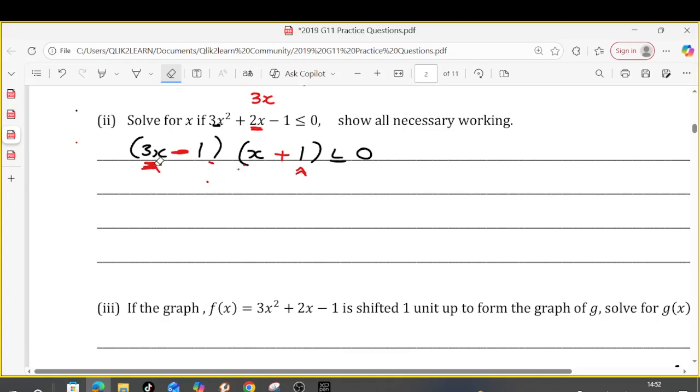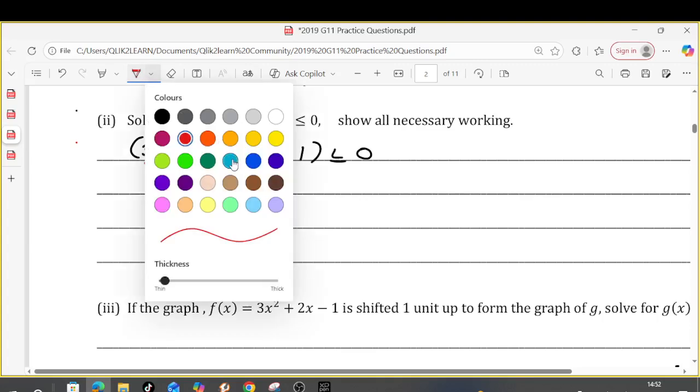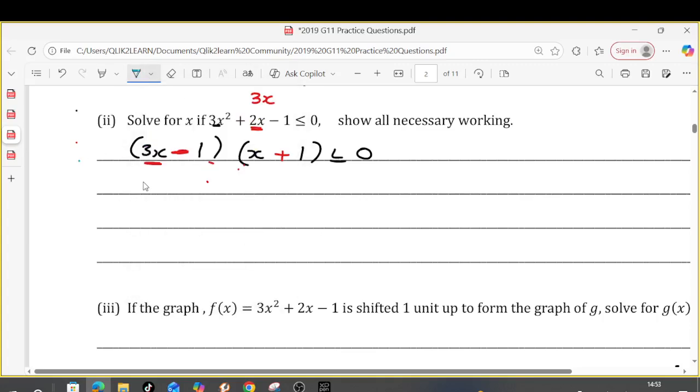What's next? Critical values. So now, talking about critical values, let me teach you how to be the best. I know most of you are going to say 3x minus 1 is equal to 0, or x plus 1 is equal to 0. Therefore, if you solve this side, x is equal to 1 over 3, and the other side x is equal to minus 1.